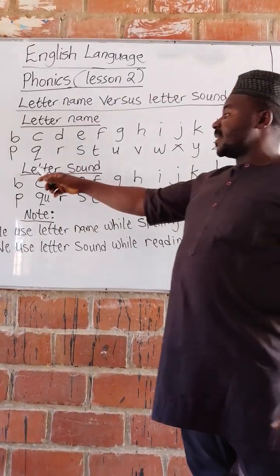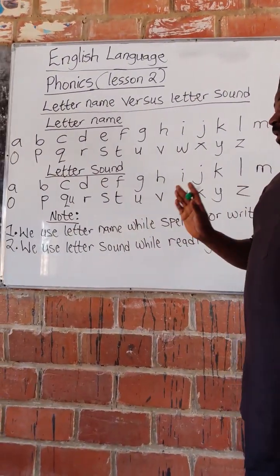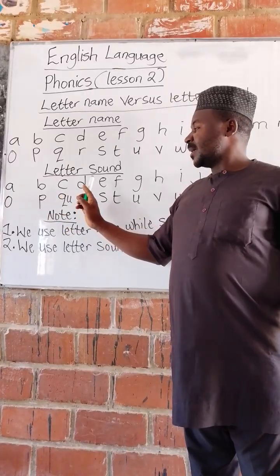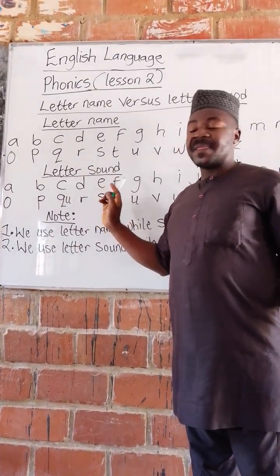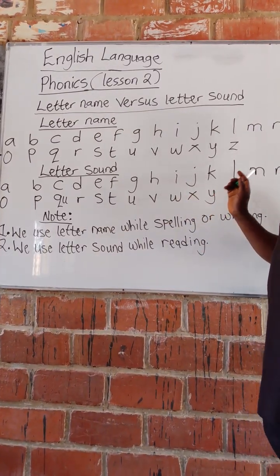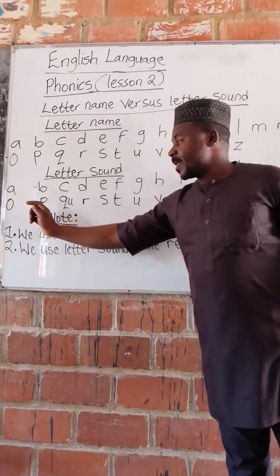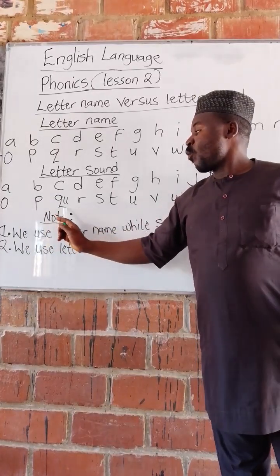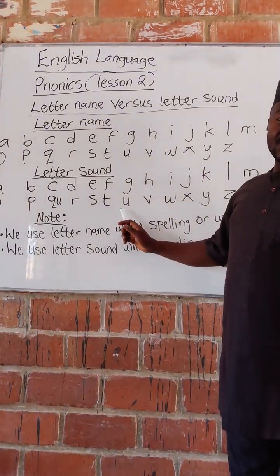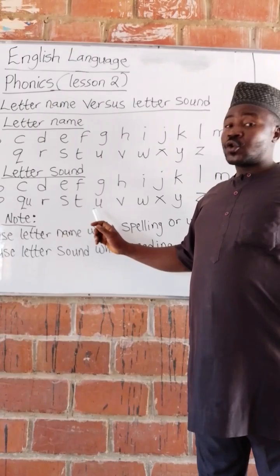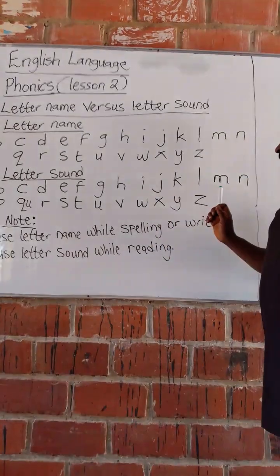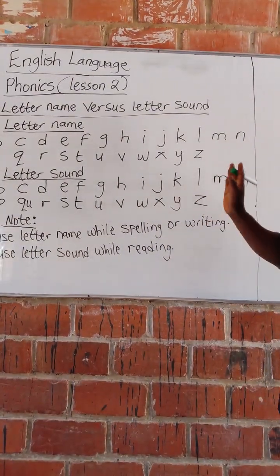So the next thing is letter sound. So the letter sound here, we call this A. A. This one, B, K, D, E, F, G, H, I, J, K, L, M, N, O, P, Q, R, S, T. In letter name we call this one way, in letter sound we call this A, not U. W, X, Y, Z. These are the letter sounds.